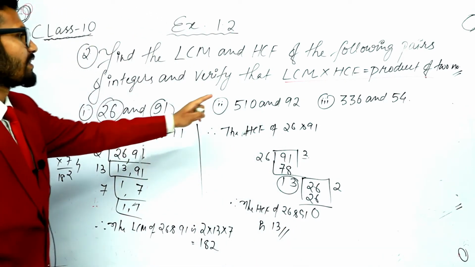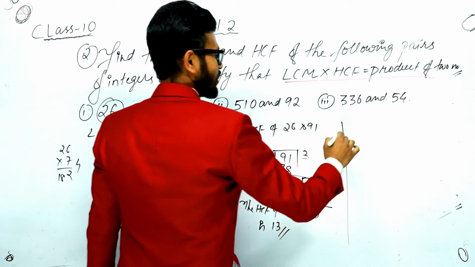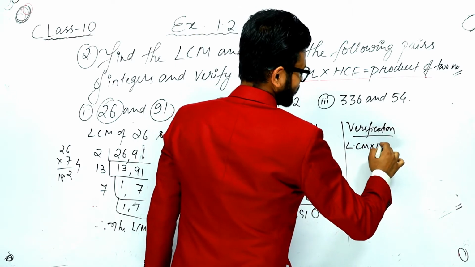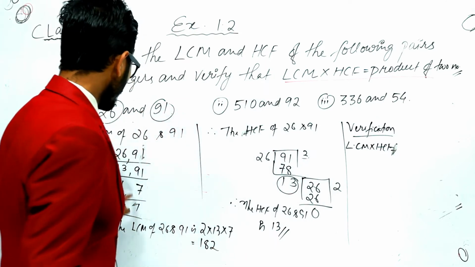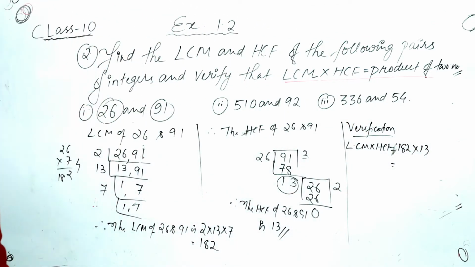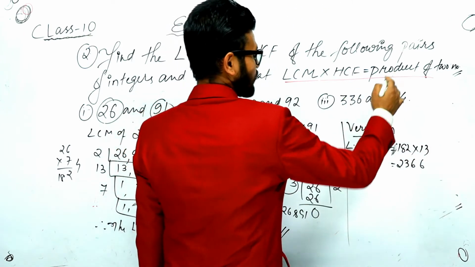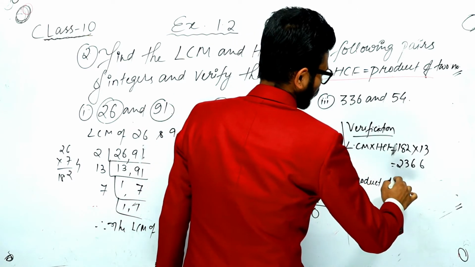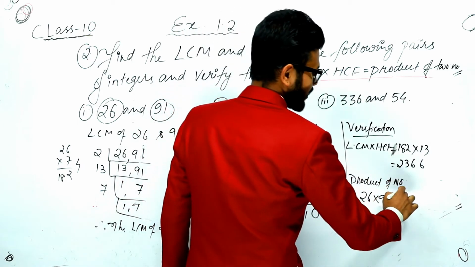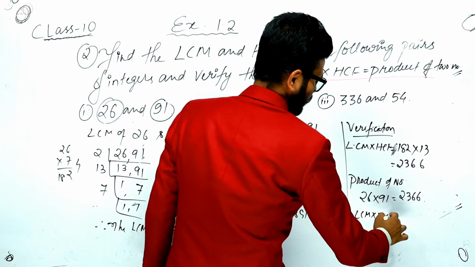I hope it is clear. Now let us verify this. It is given that LCM into HCF is equal to the product of the two numbers. Let us see the verification. Left hand side means LCM into HCF. What is the LCM we got? We got the LCM here, 182, into 13. So 182 into 13, you will be getting 2366. And let us see the product of the numbers, which is 26 into 91. The result of this multiplication is also 2366. Therefore it is verified. Therefore LCM into HCF is equal to the product of the numbers.